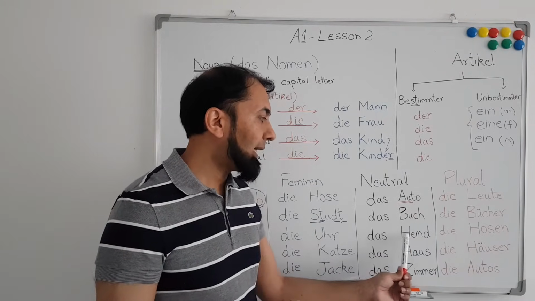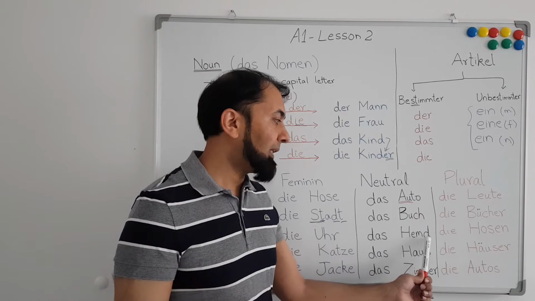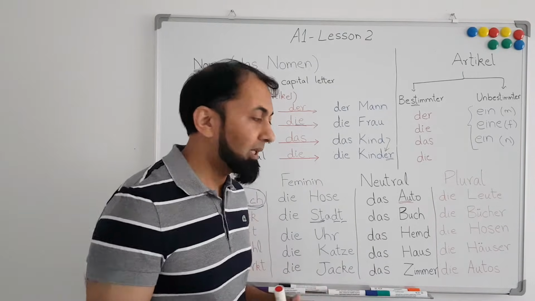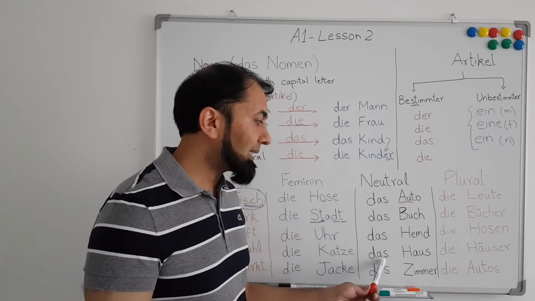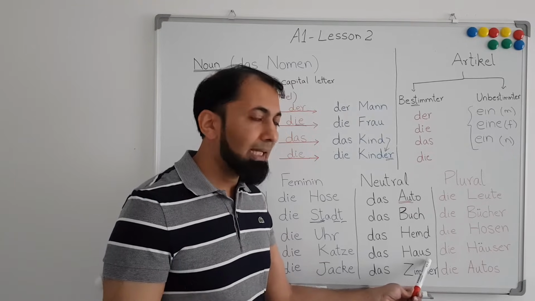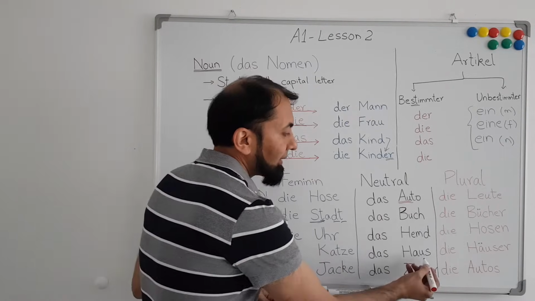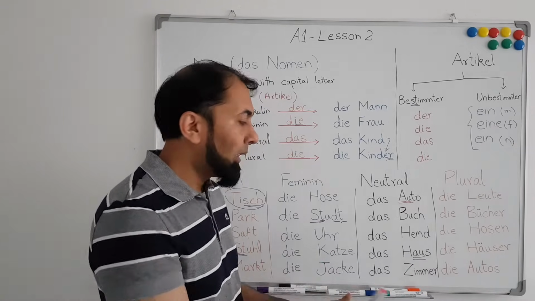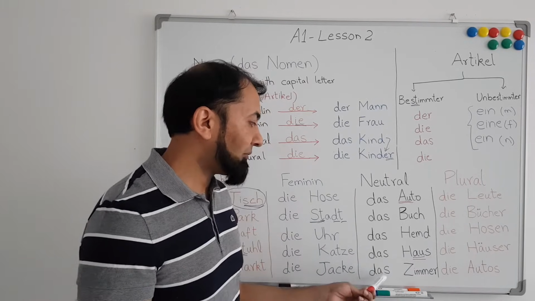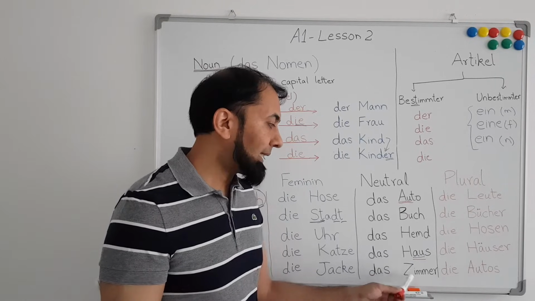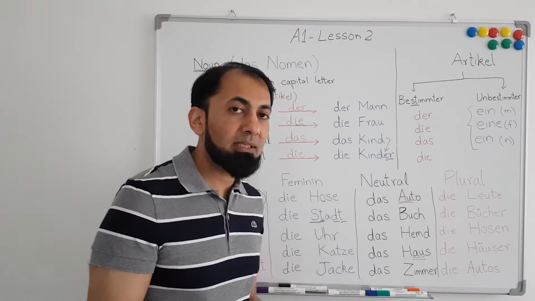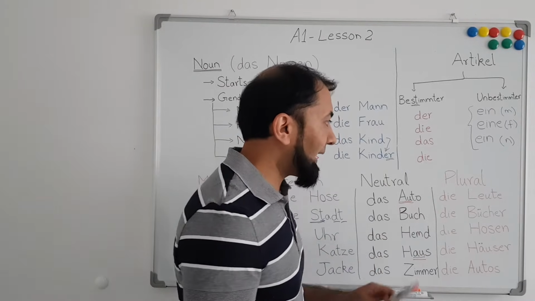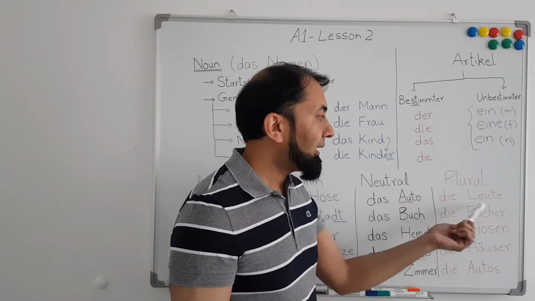Next we have das Hemd, H-E-M-D, Hemd. Hemd means shirt, the dress shirt is called Hemd. Next we have das Haus, H-A-U-S, Haus. Again you see that we have the same combination that we had here, a, u, and it will be au, Haus. Next we have das Zimmer, Z-I-M-M-E-R, Zimmer. Zimmer means room. Now we go to the plural ones, and we see what the examples are. Die Leute.